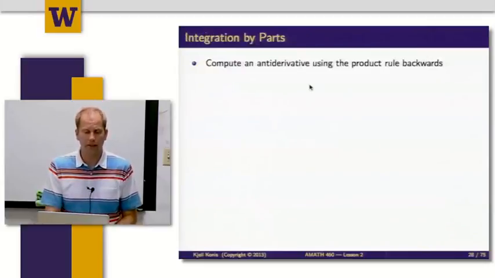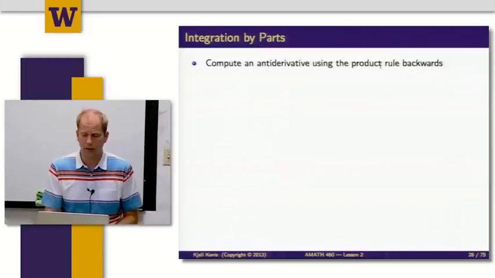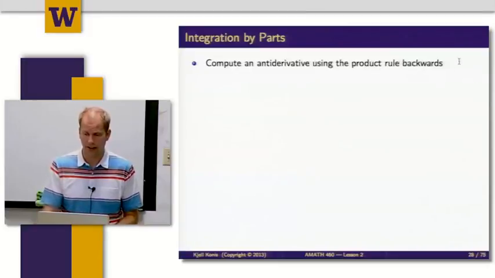Essentially what I'm going to try and do to get integration by parts is, remember when I was computing derivatives, we had certain rules. One of them was the product rule, which was the derivative of the product of 2 functions. And so I'm just going to try and use that rule backwards to be able to evaluate an antiderivative.